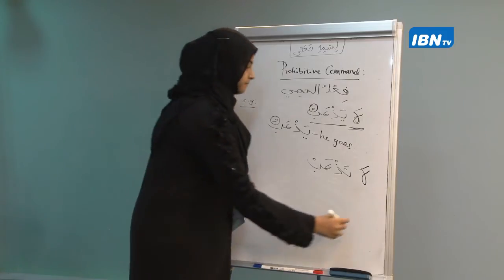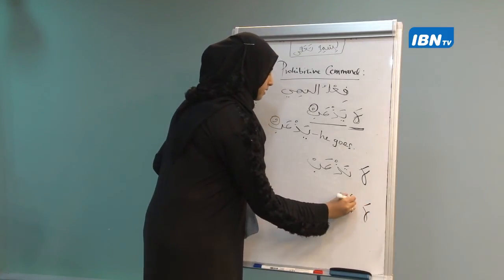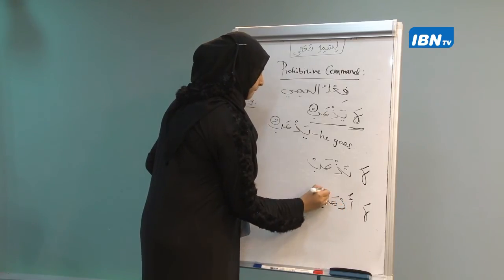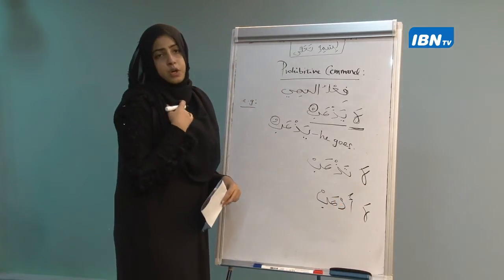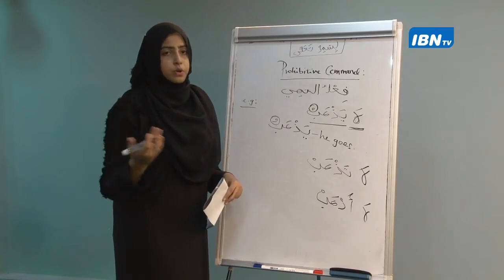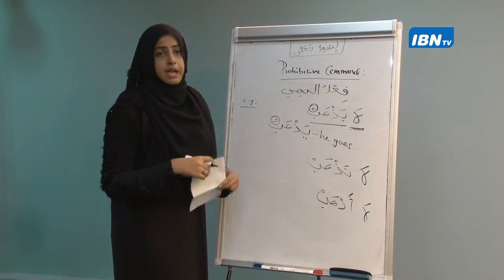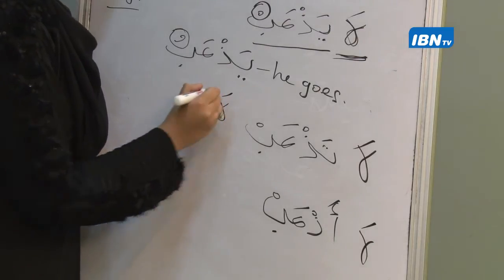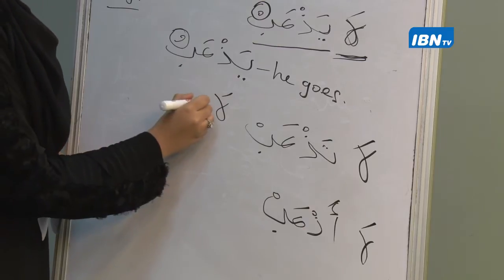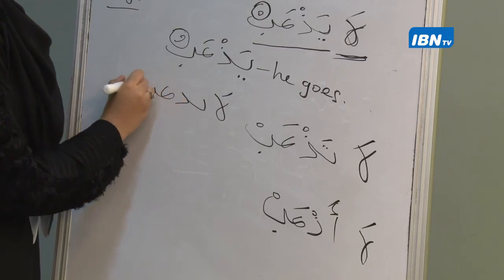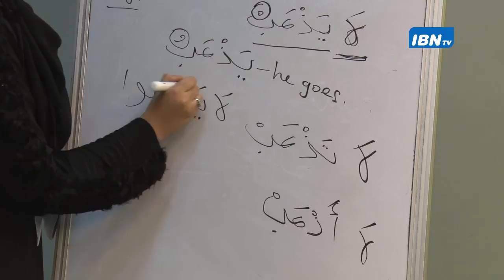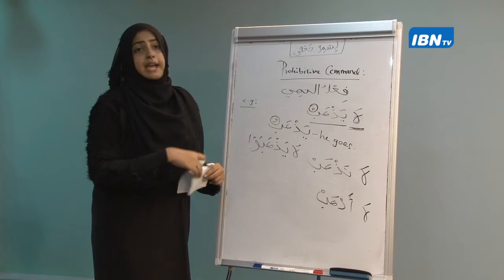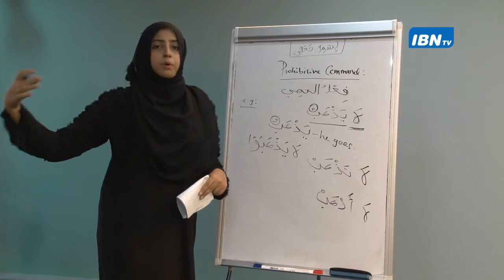Then we have لا أذهب. لا أذهب means I should not go. You know, if I'm planning not to go somewhere, I will say لا أذهب. I should not go. Then we have لا يذهب. Now I'm telling them, 3 or more masculine.